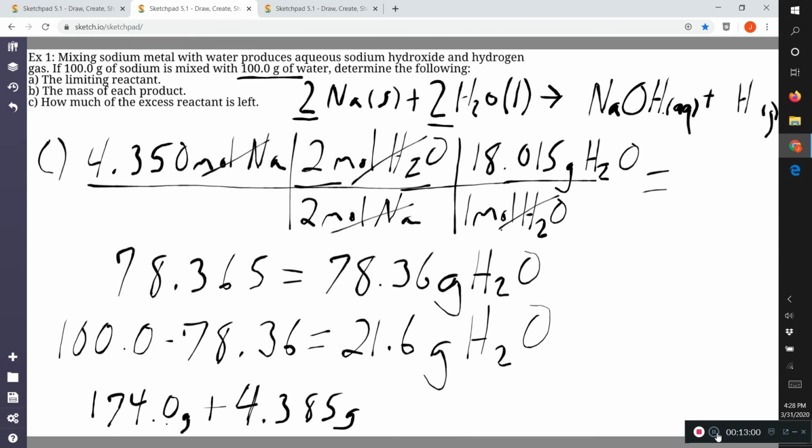But if we realize that not all of the water was used up, we still have 21.6 grams of water lying around, then we get pretty close to 200 grams. And that shows that it all works out. The law of conservation of mass can't be violated.